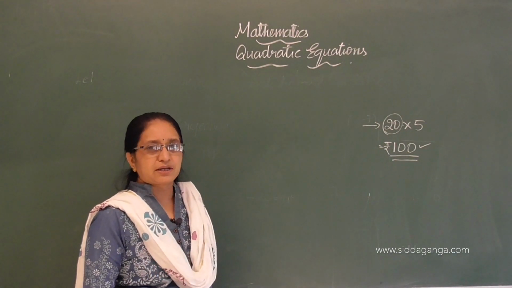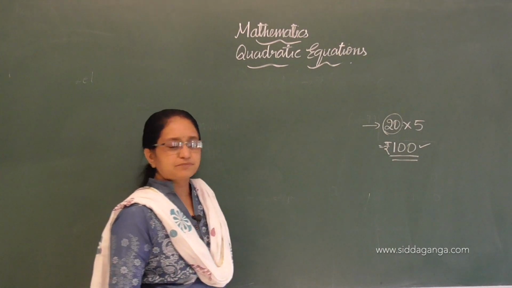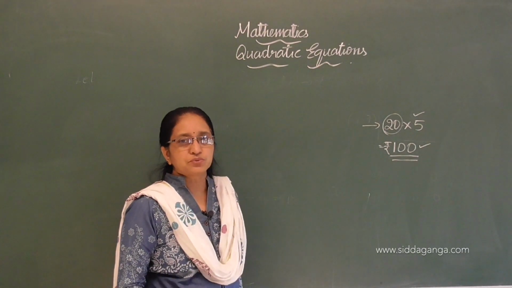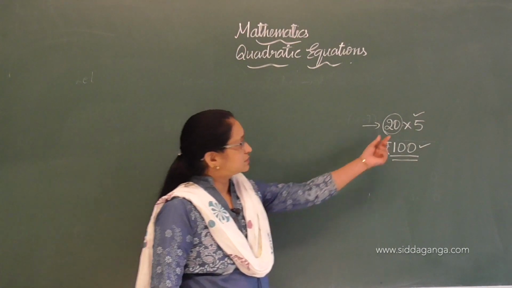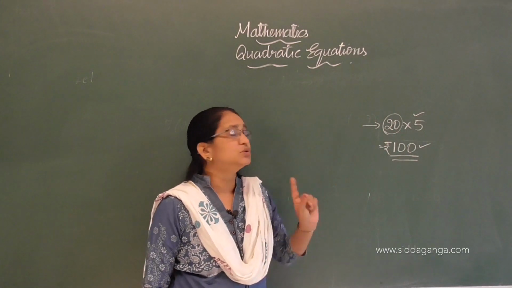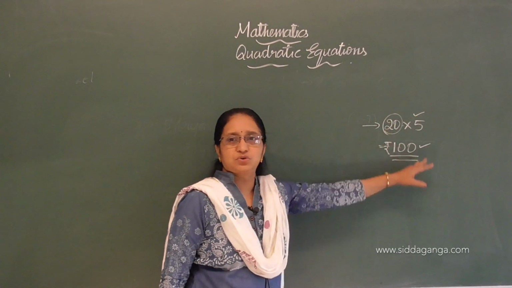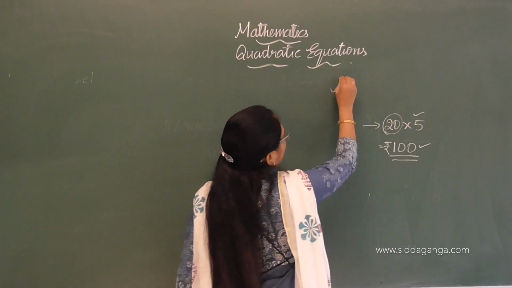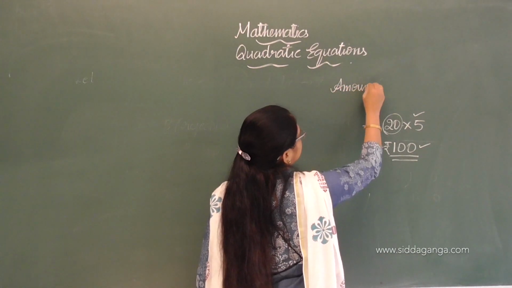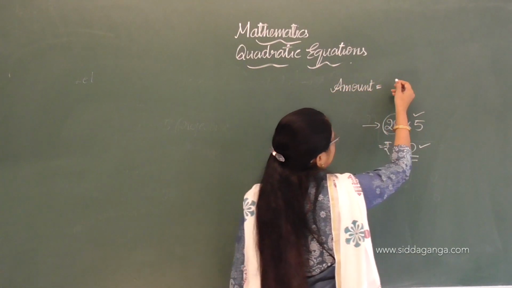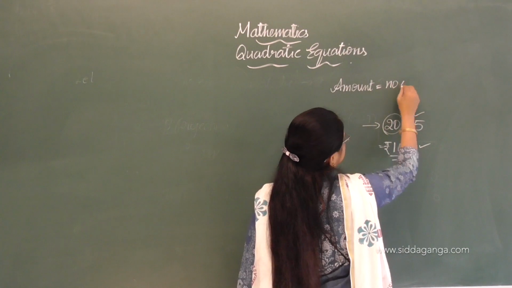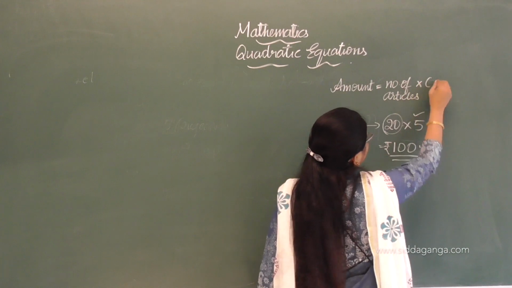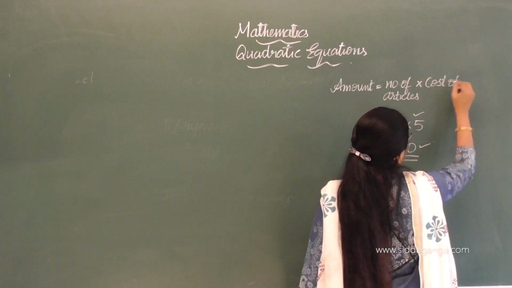So if you multiply the number of articles into the cost of each article, you will get the total cost, the total amount you have paid. So if I want the total amount, total amount is equal to the number of articles into the cost of one article.